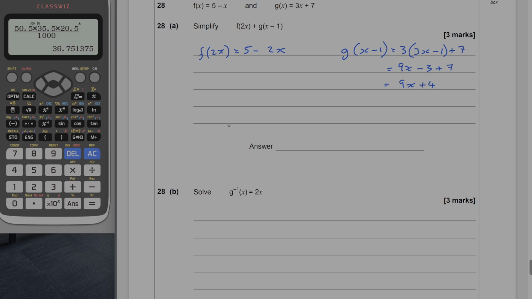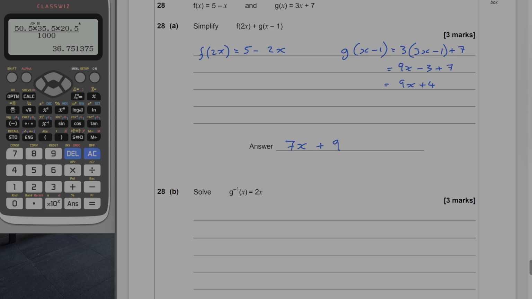So we just need to add these together then. So 9x minus 2x would be 7x, and 5 plus 4 would be plus 9. Right, and again I've made a slight mistake here.